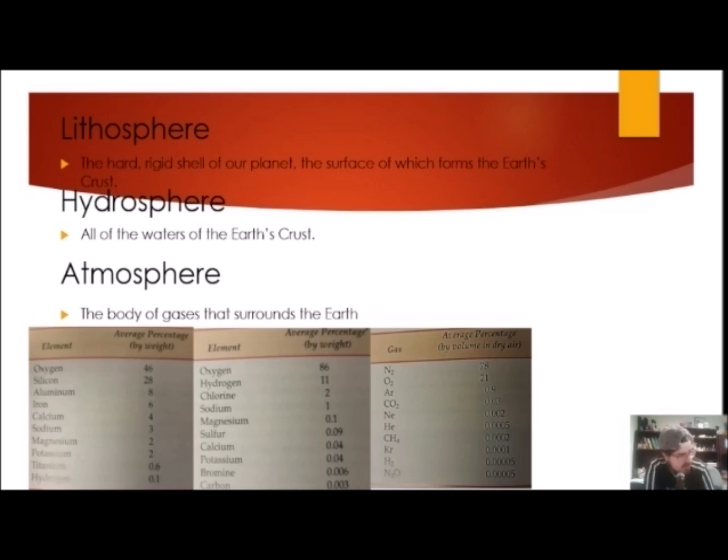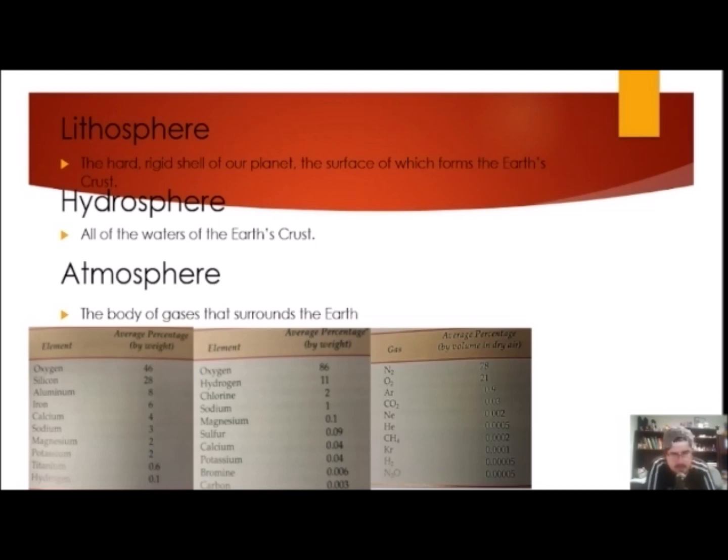And the crust is mostly silicates, which is silicon and oxygen. As we can see on this chart, oxygen is the most abundant, 46, followed by silicon at 28 by weight, then aluminum, iron, calcium, sodium, magnesium, potassium, titanium, and hydrogen. Now, that's not to say there's not a ton of other metals in there. It's just they're too small to be a good percentage.